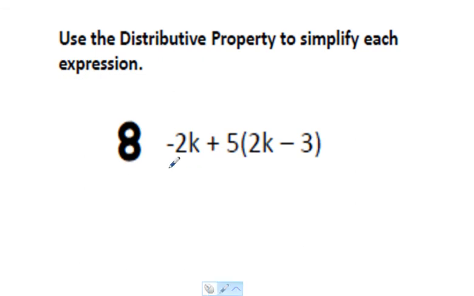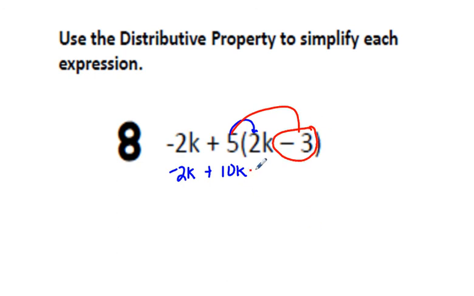All right, let's do it again. Negative 2k. Let's distribute the 5. 5 times 2 is 10, so we have 10k, and then 5 times, is that a positive 3 or a negative 3? It's a negative 3. So minus 15. Let's combine like terms. We have a negative 2k and a positive 10k. That gives us 8k and then minus 15.